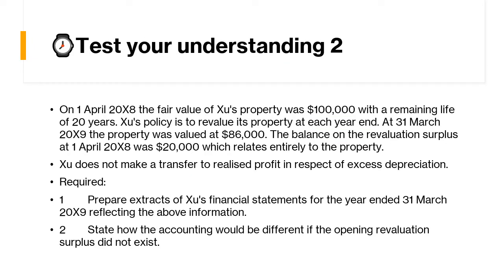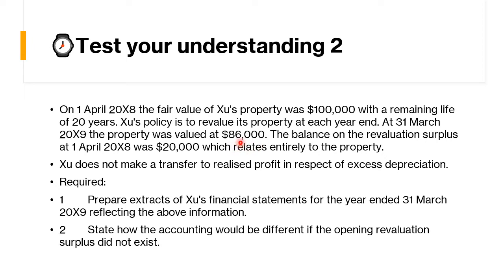Now solve this question. On 1st April 2008, the fair value of Zoo's property was 1 lakh with a remaining life of 20 years. So depreciation we have to calculate at the end of the financial year based on the remaining life of the property. Zoo's policy is to revalue its property at each year end. So on 31st March 2009, the property was valued at 86,000.